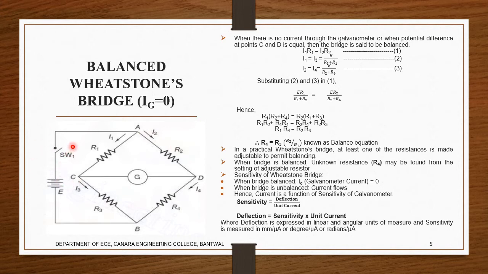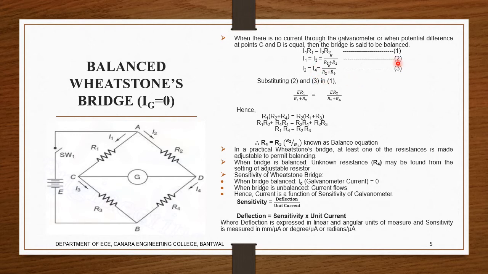Similarly, when we consider only this arm, E is equal to I2 into R2, then I4 into R4. As we know I2 is equal to I4, we can consider any one of the currents. I'll consider it as I2 here. So I2 into R2 plus R4 is equal to E. So I2 is equal to E divided by R2 plus R4. Here I2 is equal to I4, so I'll be considering the same equation here. This is the form we'll be using.